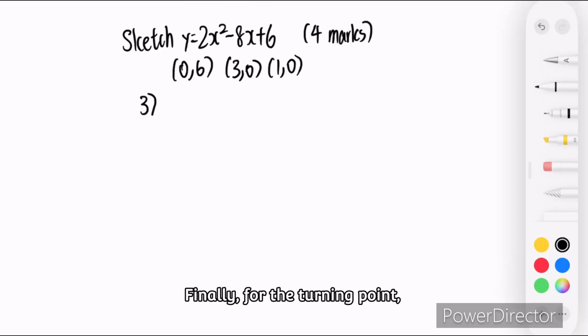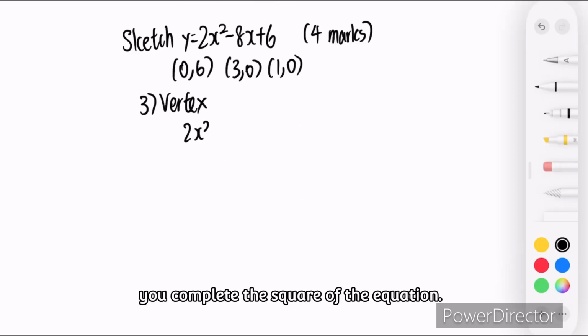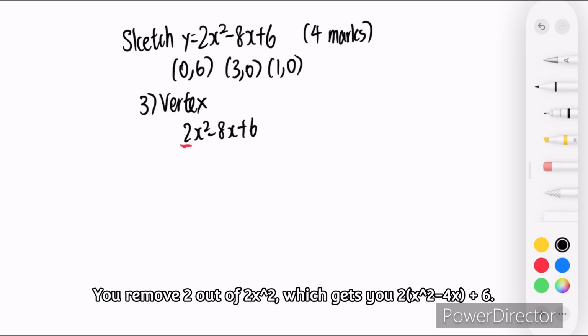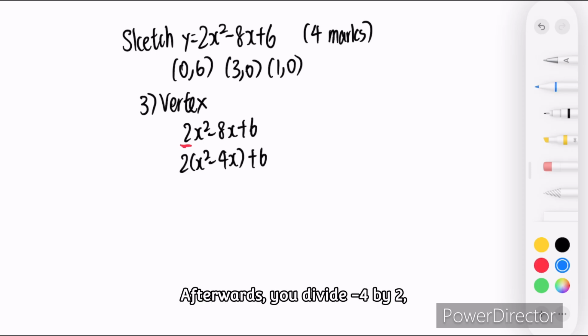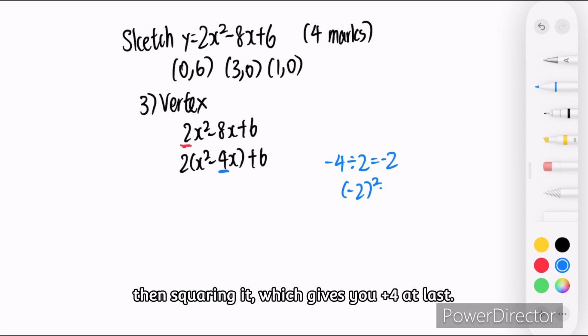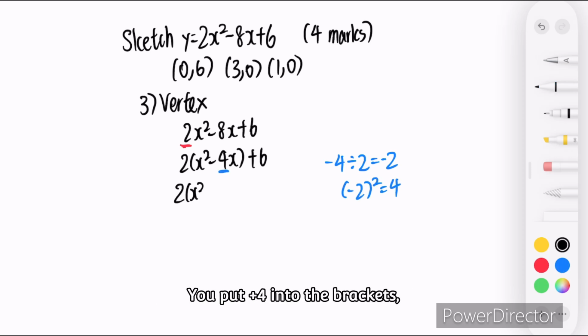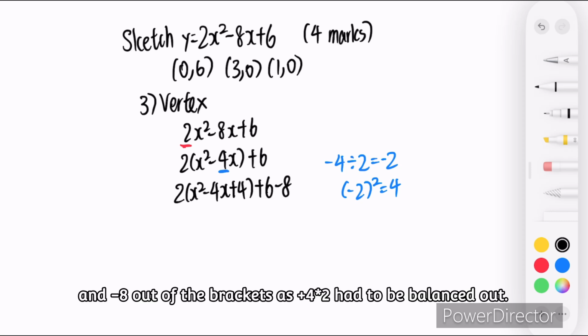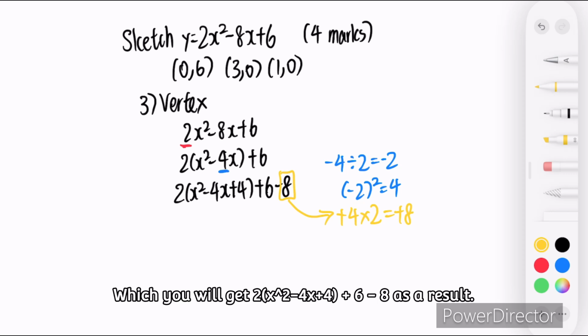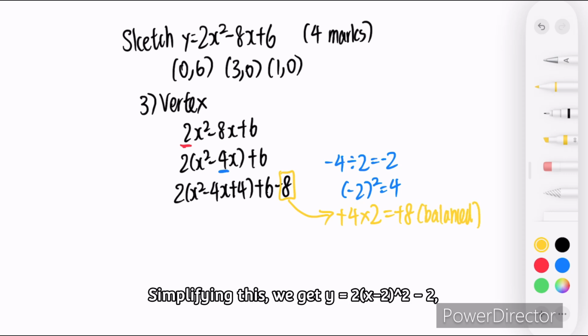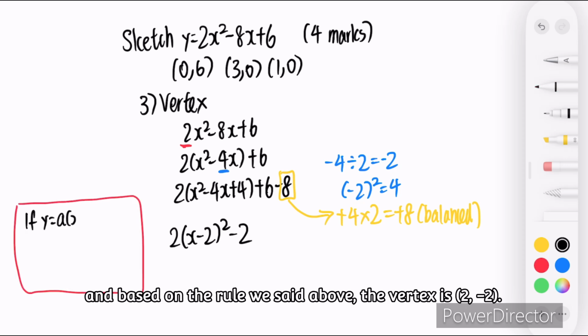Finally, for the turning point, you complete the square of the equation. You remove 2 out of 2x squared, which gets you something like this. Afterwards, you divide minus 4 by 2, then square it, which gives you plus 4. You put plus 4 into the bracket and minus 8 outside the bracket, as plus 4 times 2 had to be balanced out, which you would end up getting something like this as the result. Simplifying this, we get y equals 2(x minus 2) to the power of 2 minus 2. And based on the rule we said above, the vertex is (2, minus 2).